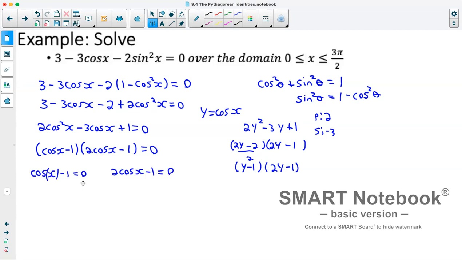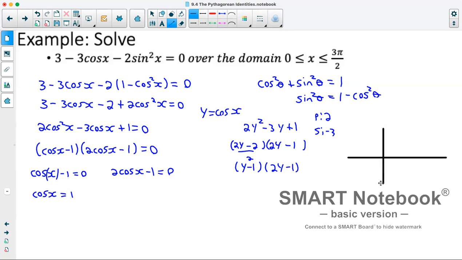Now this first one, if we move the 1 to the other side, that gives us cos x equals 1. If we know our graph of cosine, we know that cosine starts at its maximum and then goes like this. We're going from 0 to 3 pi over 2. So between these two, we only have one place where it's at 1, and that would be when x is equal to 0.